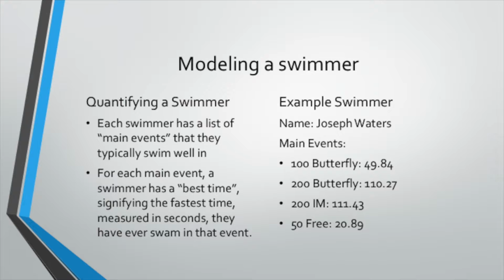In order to maximize the amount of points scored in a meet, it becomes important to model a swimmer quantitatively. First of all, each swimmer has a list of main events that they typically swim well in, and we should only really put a swimmer in an event that is one of their main events. Then, for each main event, a swimmer has a best time, signifying the fastest time measured in seconds that they have ever swum in that event. Typically, if a swimmer has a faster best time than another swimmer, he will probably win that event. For example, Joseph Waters here has 4 main events: the 100 butterfly, the 200 butterfly, the 200 IM, and the 50 free. And these are a list of his fastest times in those events.